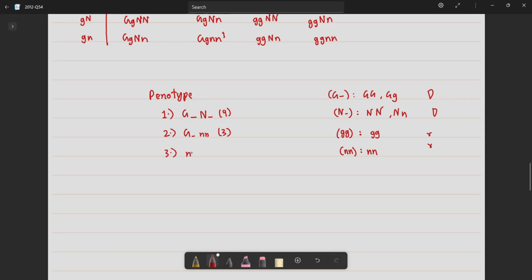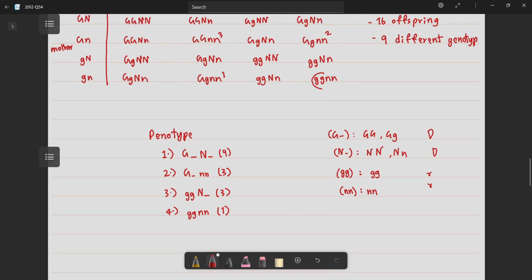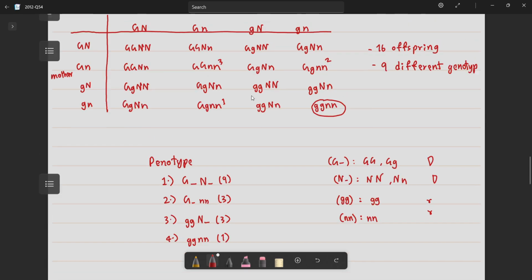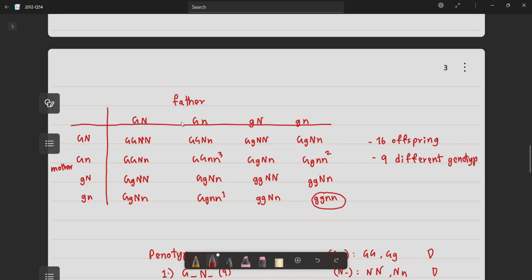The other one we will have is the small gg, and then the N will be dominant, and we have three of these. Then the fourth phenotype is all recessive, so two recessive genes. You might only find one of these, and the only one you will find is right in the corner. That's all. So these are the phenotype traits produced by these genotypes of the parents.